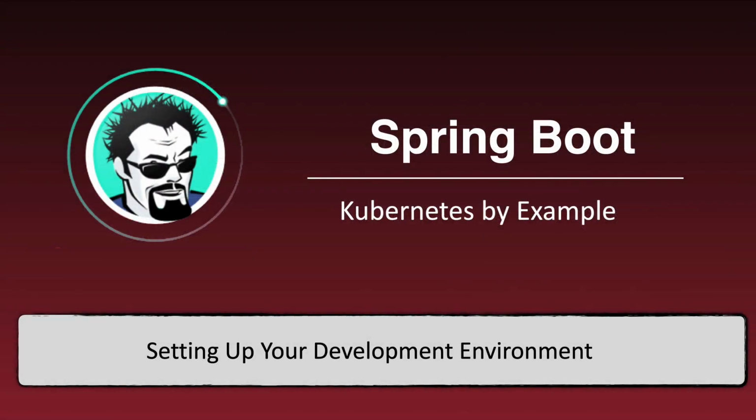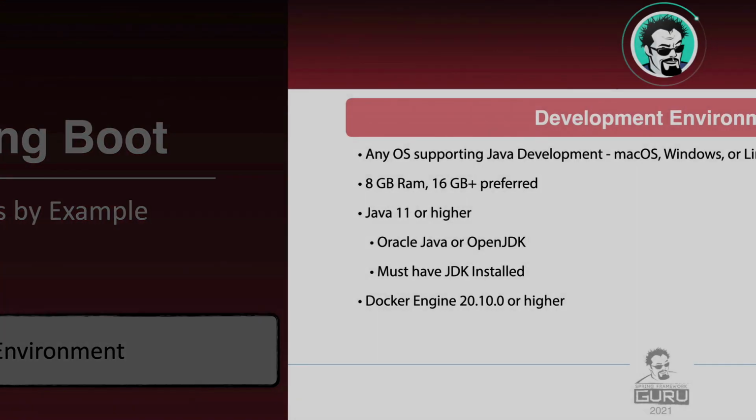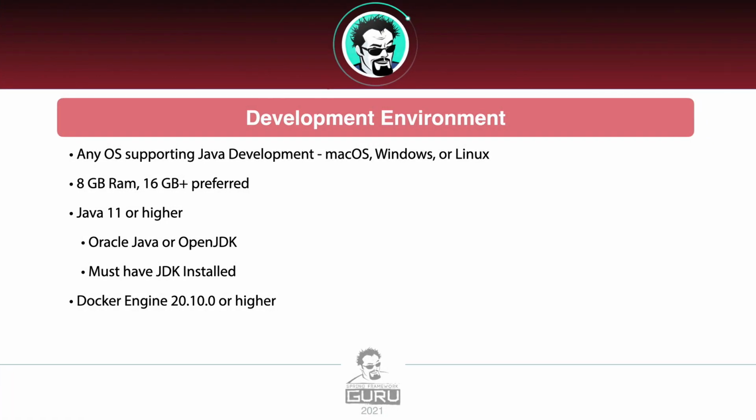In this video, we're going to talk about setting up your development environment. So for Java development, we're going to need any operating system, which is probably an operating system that you are using: Mac OS, Windows, Linux. I'm saying 8 gig of memory is probably the minimum. 16 gig or more is probably preferred just because of the nature of running Java and our IDEs and whatnot. They do tend to take up a good bit of memory. We will be using Java 11 or higher. You can use the official Oracle Java or OpenJDK. That is up to you, but be sure to have JDK installed.